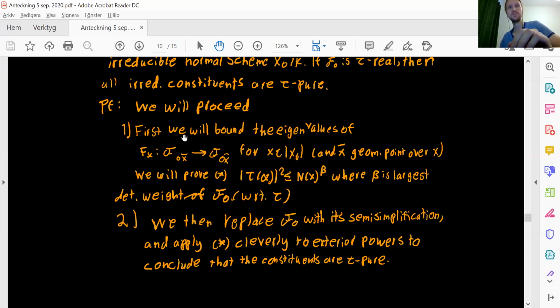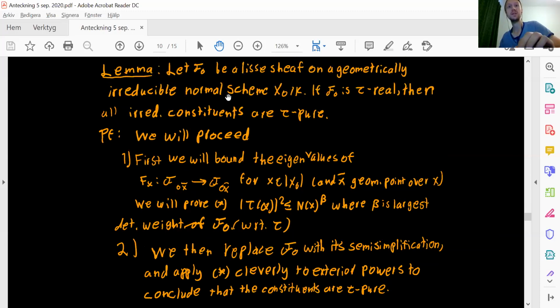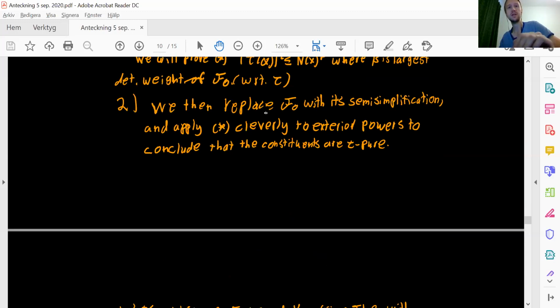So to recapitulate, our plan is first to bound the eigenvalues of the Frobenius at the point x. We will prove the inequality that for any eigenvalue alpha of the Frobenius, |tau(alpha)|^2 is less than or equal to N(x)^beta, where beta is the largest determinant weight and N(x) is the size of the residue field. So this is what we will start by proving. We will then replace F0 with a simplification, and apply this inequality to exterior powers to conclude that the constituents are tau pure. So this is the plan for how we will prove this statement. Let us go ahead with this plan.